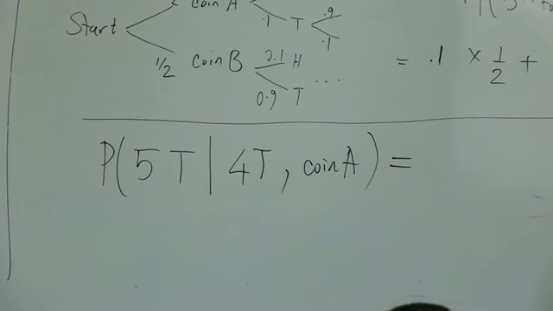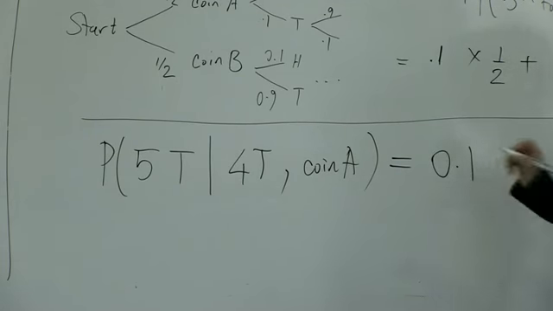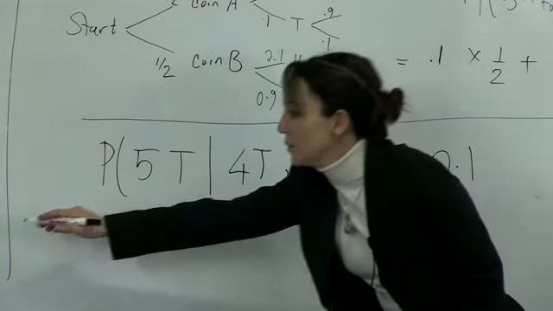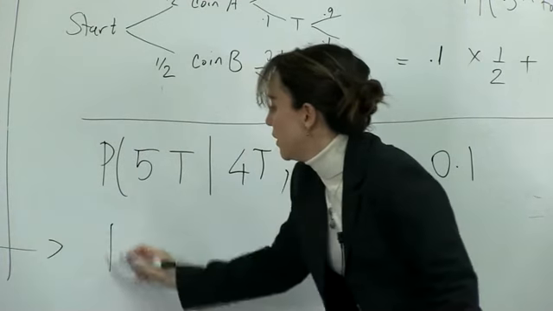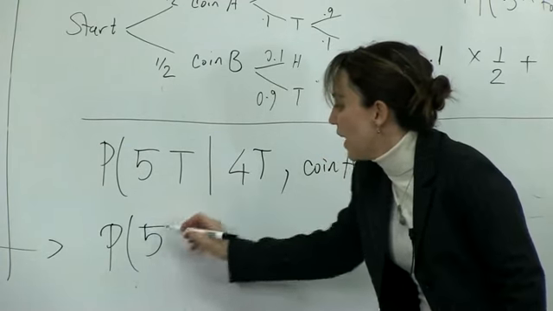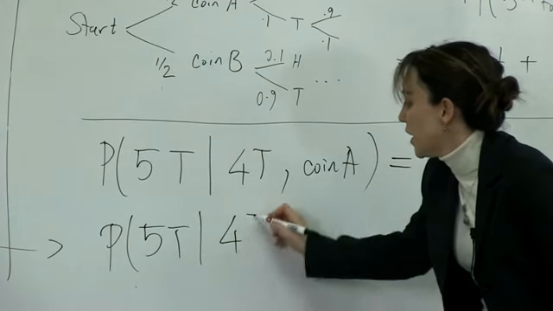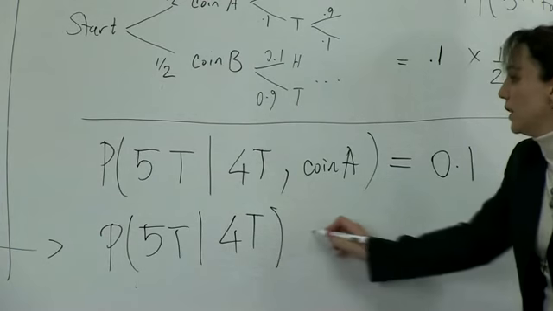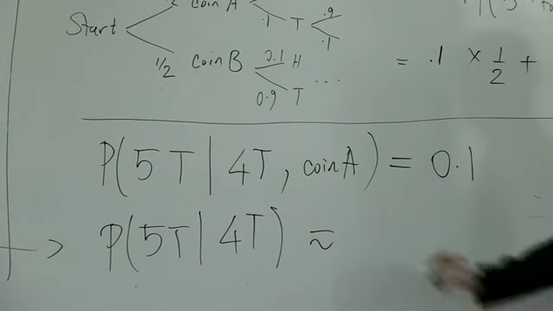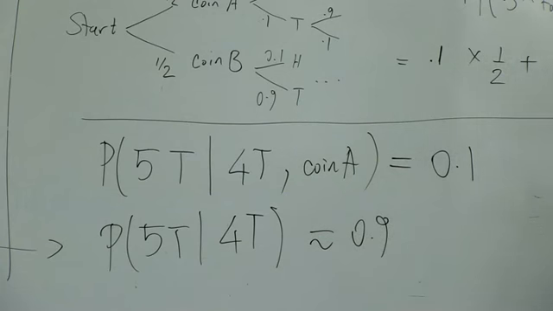If I know that I have coin A, the past observations don't matter anymore, because coin A has a fixed probability of giving me tails, and that is 0.1. But as we computed over here, unconditionally, the probability of getting 5 tails in a row, given that I got 4 tails in a row, is approximately 0.9.